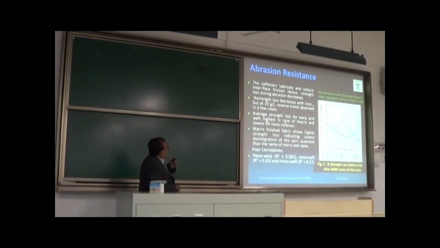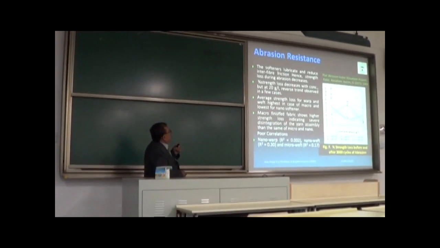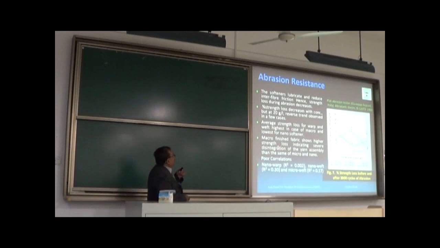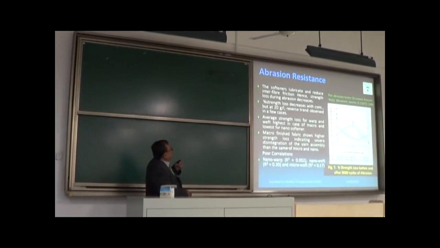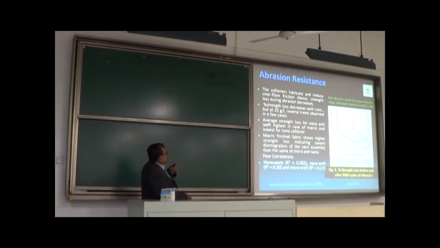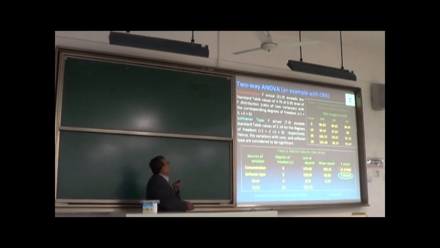So average strain loss for one weft is highest in case of macro and lowest for nano. Macro finish fabric has higher strain loss, indicating severe disintegration of yarn assembly compared to micro and nano. In some cases there are some poor correlations, due to experimental error.